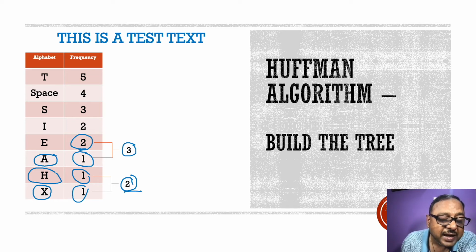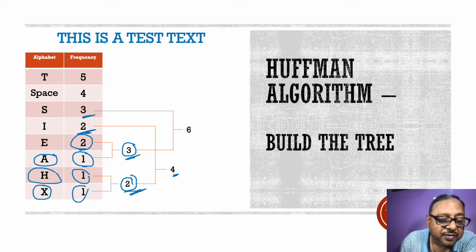Now we take the next two lowest frequencies. You can see here I have a 2 and a 2. So we take these two and form a node, so we have a node where the frequency is 4. We continue this way, taking the next two lowest frequencies. You can notice that here we have a 3 and here we have a 3, so we need to make a node out of these two frequencies.